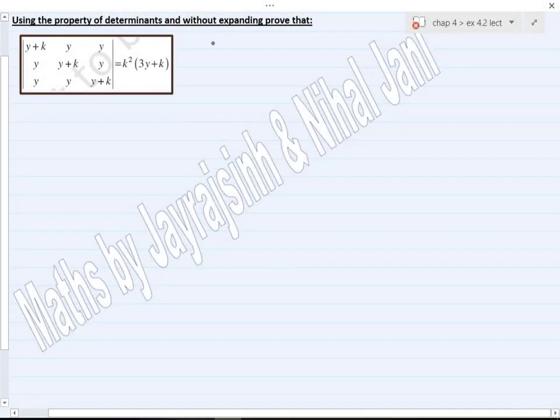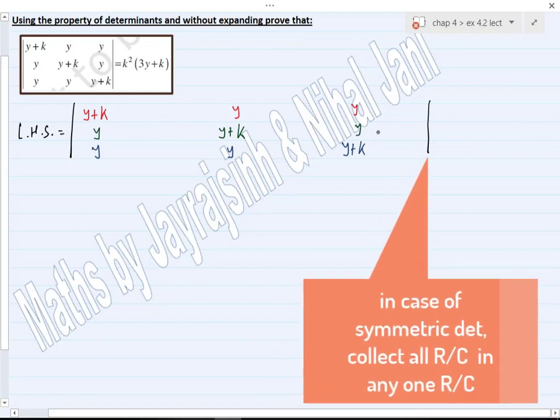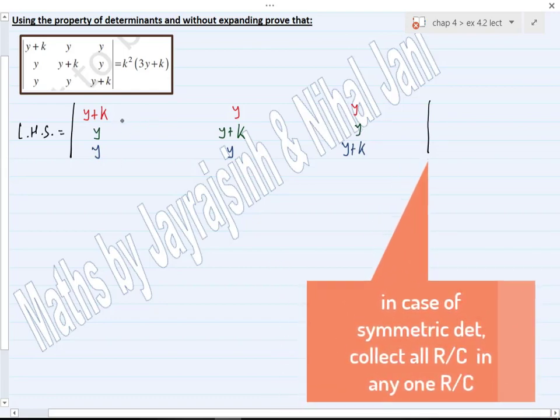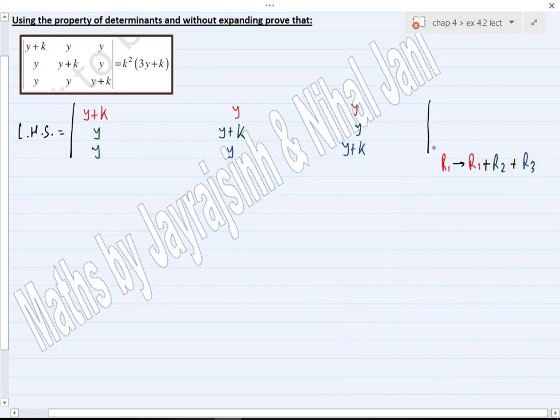Using the property of determinant and without expanding, prove that the value of the determinant is equal to k square into 3y plus k. Let's begin with the left hand side. Now to simplify, let's collect all the elements in any one row or column. I am going to collect in the first row, and for that the preferable operation is R1 gives R1 plus R2 plus R3. So let's multiply plus 1 with the second row and add into the first row.